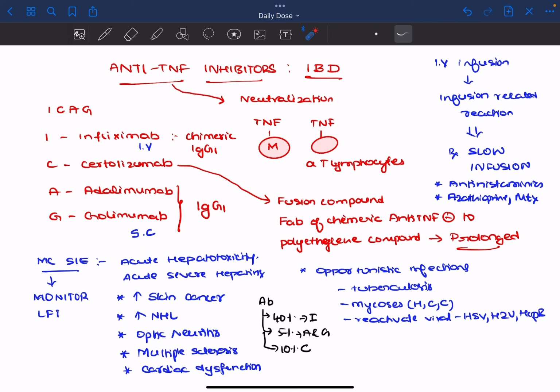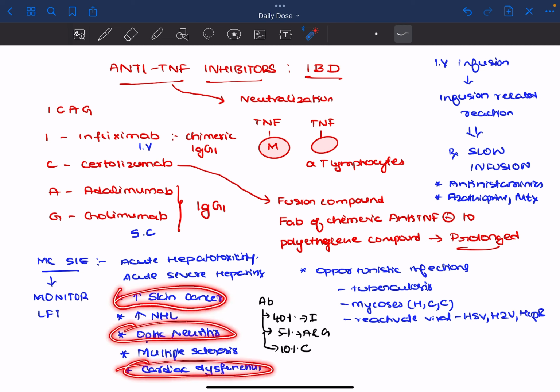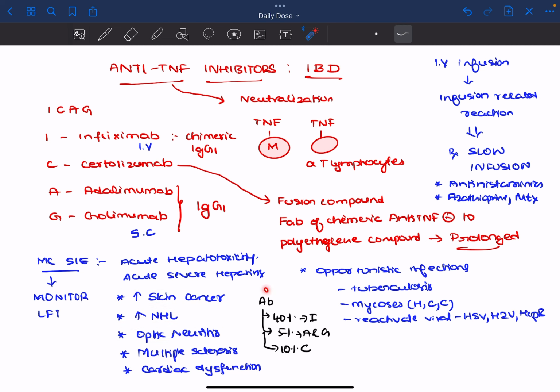So these drugs need to be monitored with regular LFT, and they can also increase the risk of opportunistic infections, risk of cancers, optic neuritis, cardiac dysfunction, etc. And also antibodies develop against these anti-TNF inhibitors. The maximum is with infliximab.